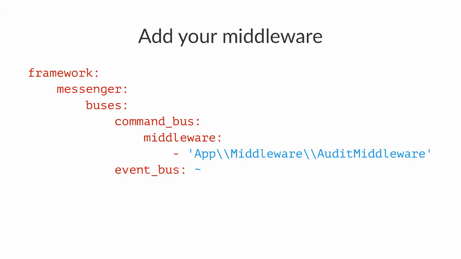So that's it. You've added that. You just dispatch your message, and you're going to have these beautiful audit logs on your screen. Or ideally, you want to log them somewhere better than on your screen.